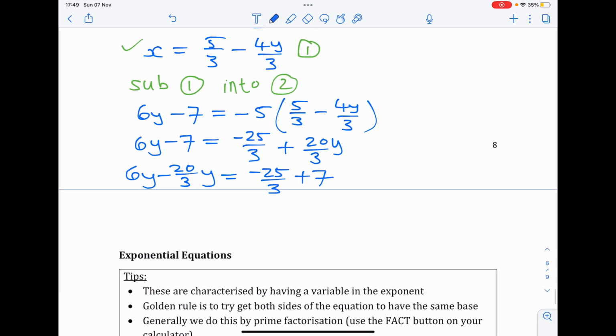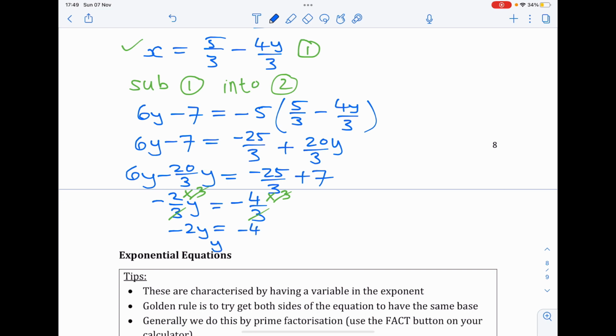And now I have to solve this. So 6 minus 20 over 3 is equal to minus 2 over 3y equals, and on this side, minus 25 over 3 plus 7 is equal to minus 4 over 3. Now I want to get rid of fractions. I'm going to multiply both sides by 3. And what happens is the 3's cancel each other. So we're left with minus 2y equals minus 4.